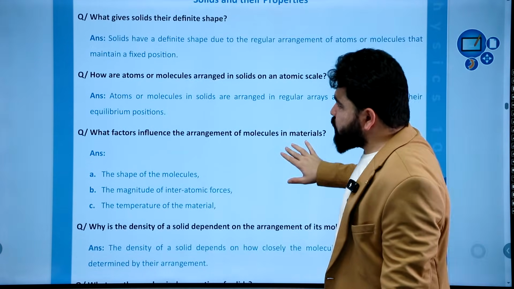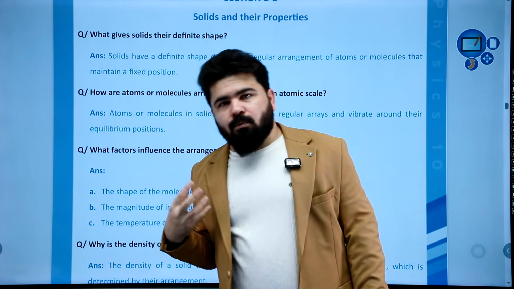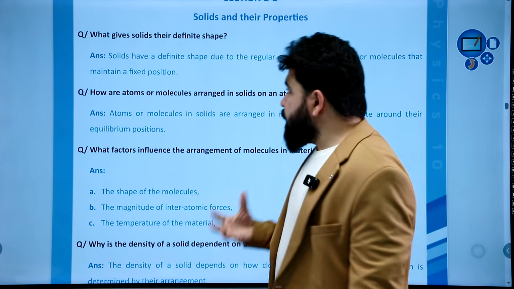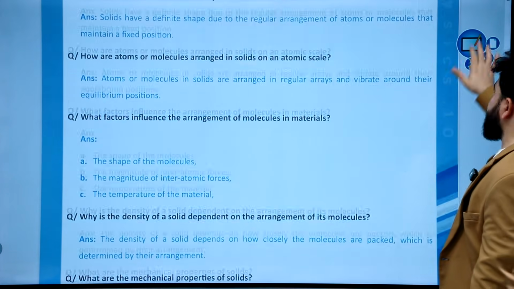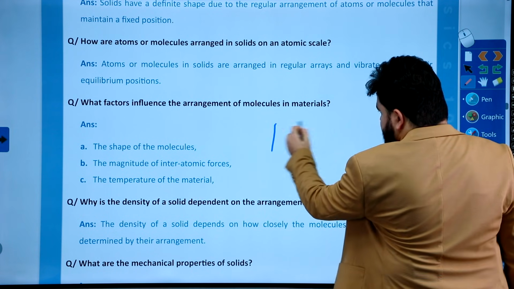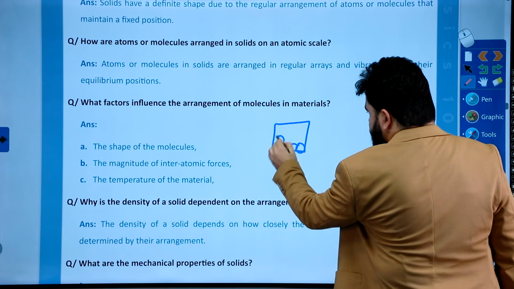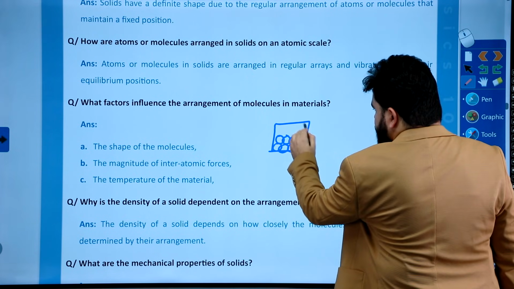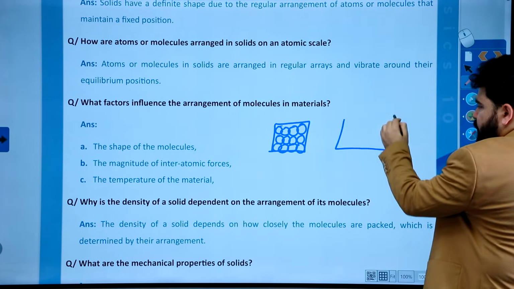We also have some questions like this here. What gives solids the definite shape? The solids have a definite shape because they have a regular arrangement of atoms. Let me make a difference for you between liquid particles and solid particles. So let's say this is solid. And this one is liquid.